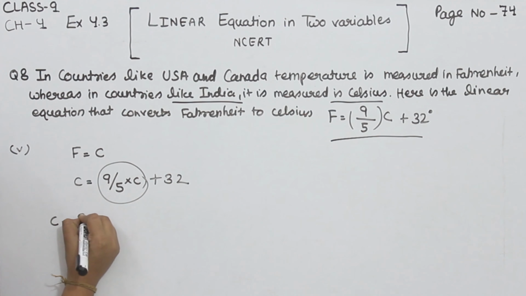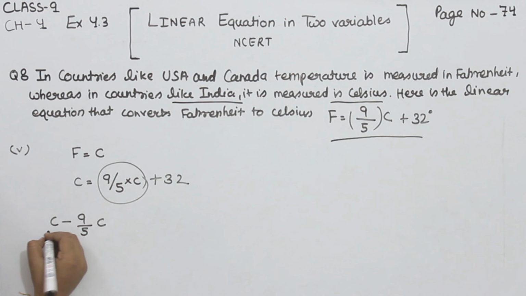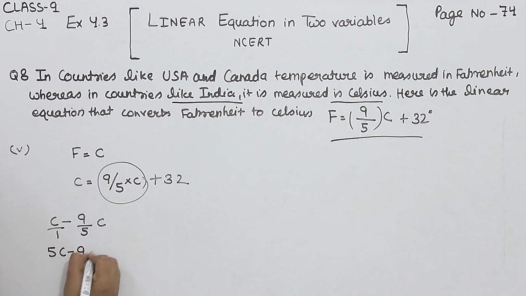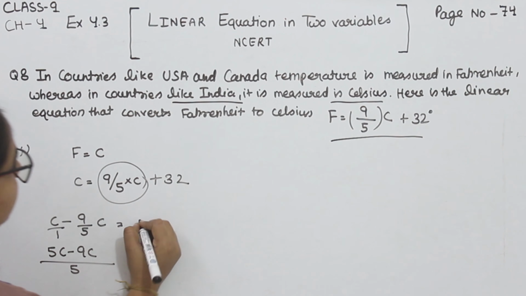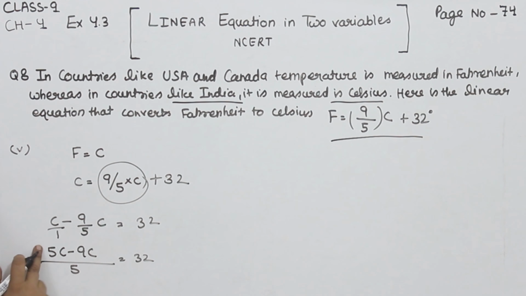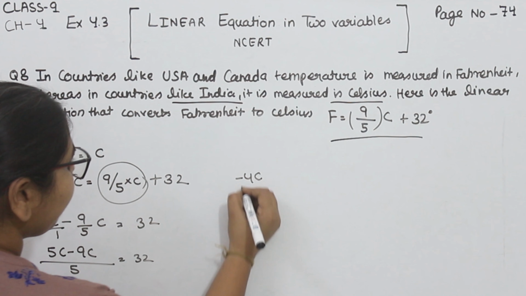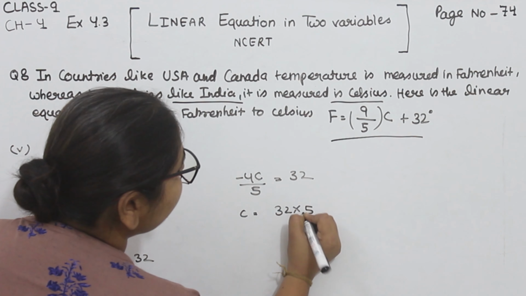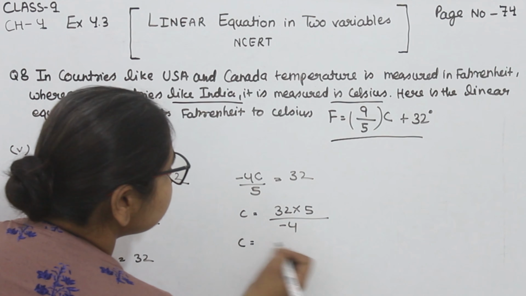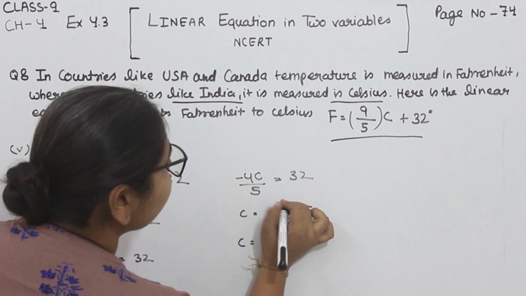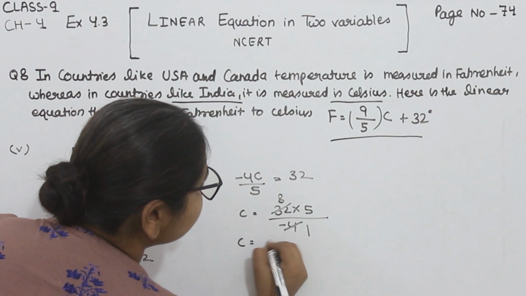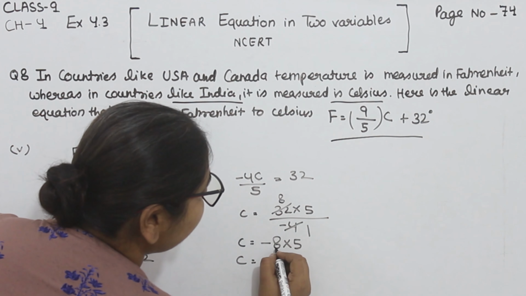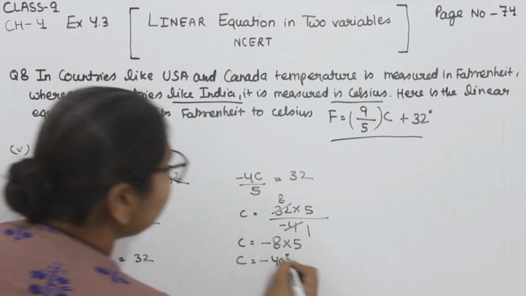So C minus 9 by 5 C. Now there is 1, we'll cross multiply it. This becomes 5C minus 9C upon 5, and this is equal to 32. Now 5C minus 9C is minus 4C by 5, equal to 32. C is equal to 32 multiplied by 5 divided by minus 4. Now 4 ones are 4, 4 8s are 32. Now we take this one in the numerator. Now minus 8 multiplied by 5. C is equal to 8 5s are 40, minus 40 degrees.